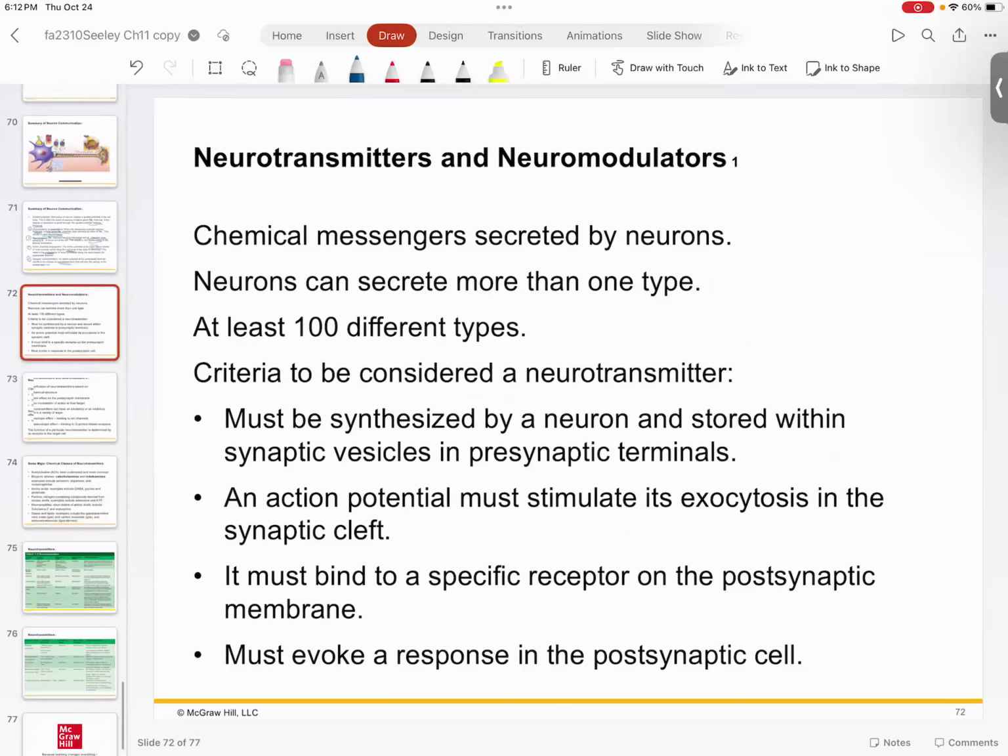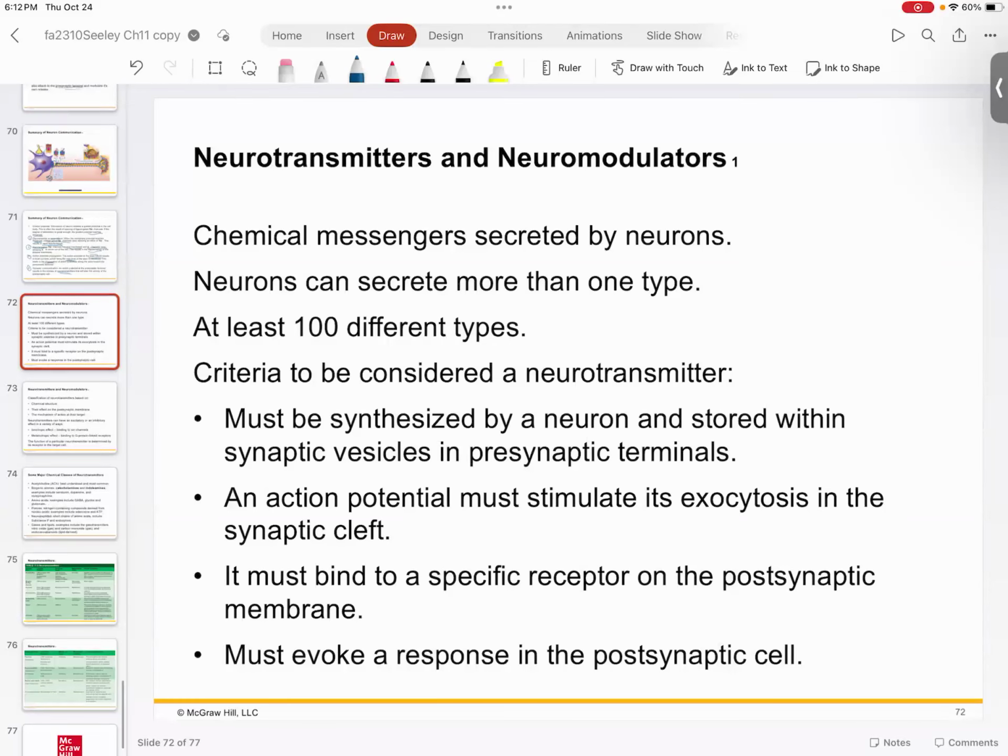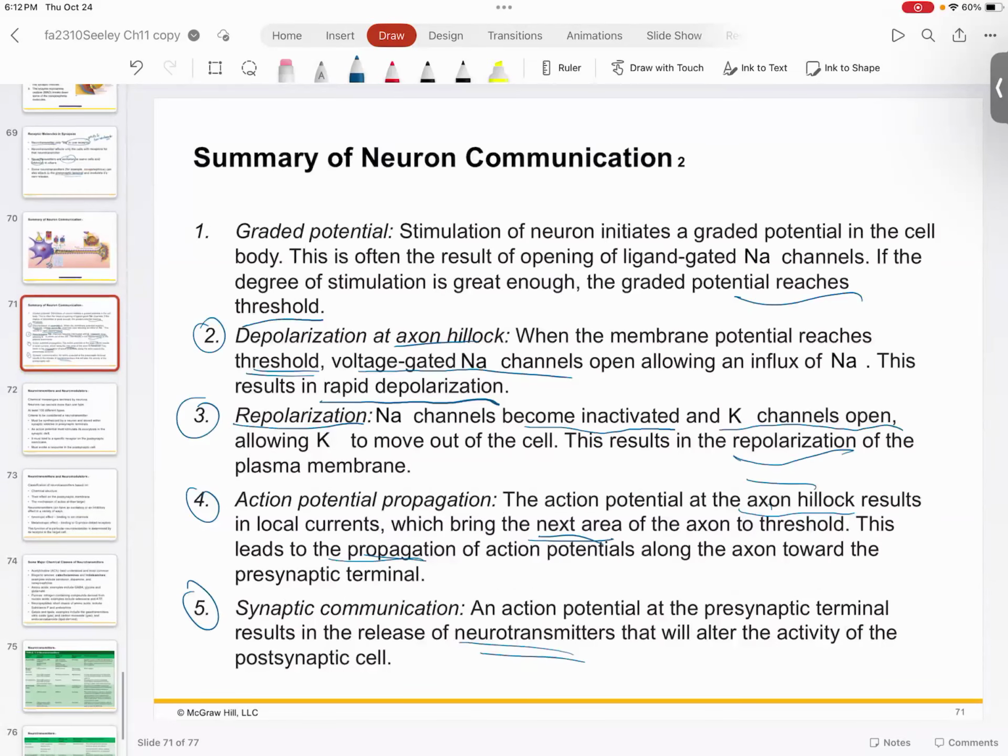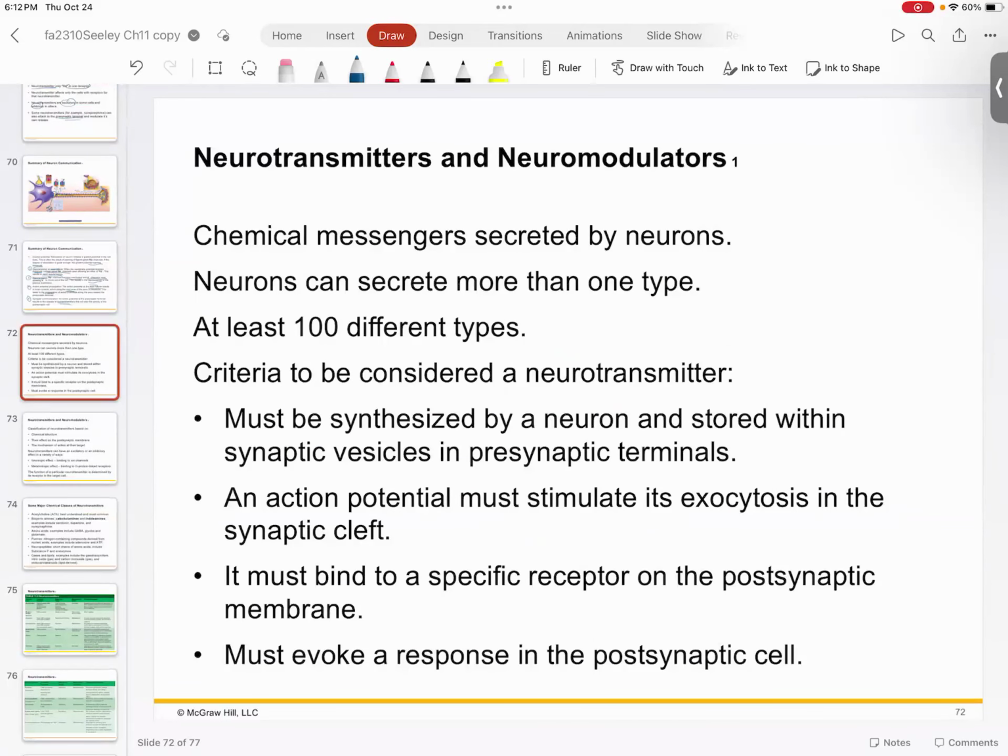Now, the neurotransmitters and the neuromodulators are the chemical messengers. We talked a little bit about the nature of the receptors. Now we want to take a closer look at some of the neurotransmitters, right? So you have neurotransmitters and neuromodulators. These are all chemical messengers secreted by neurons, and you can create different types. There are a lot of neurotransmitters and neuromodulators, potentially about 100-ish or so.